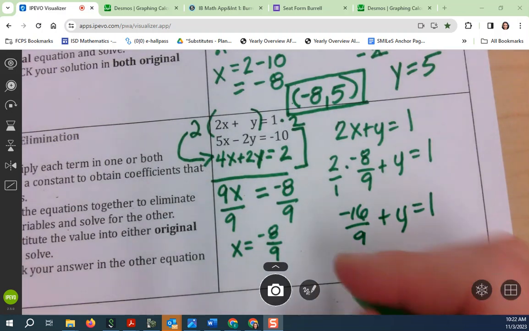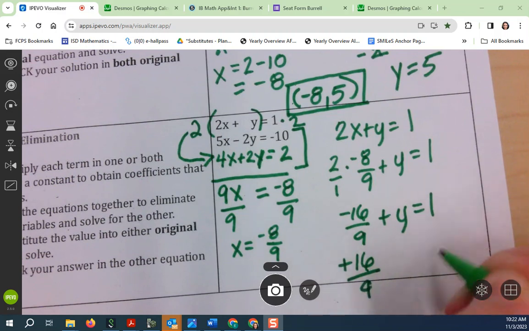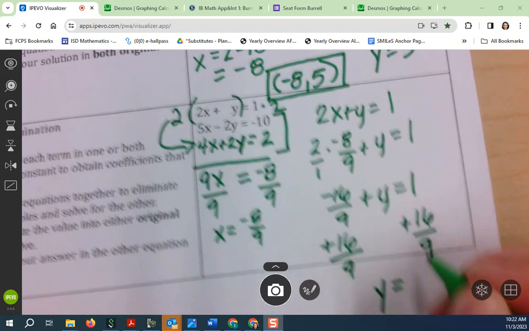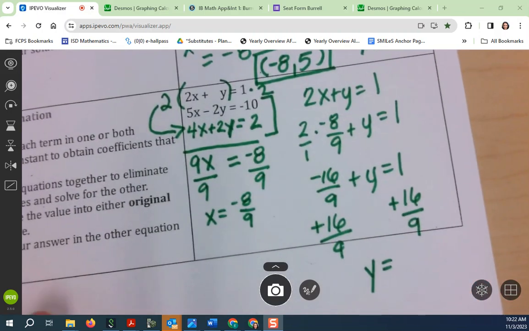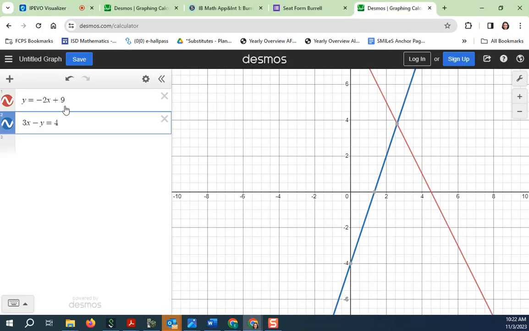And then to get rid of this, I will add it, and then I'm going to turn to Desmos so I don't have to add a fraction. Can anybody add that in their head? 1 plus 16 over 9? No. You remember you need a common denominator. I'm not going to make you do it right now, but let's see what it gets.